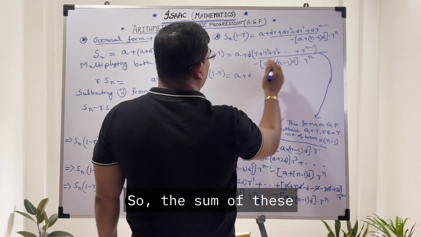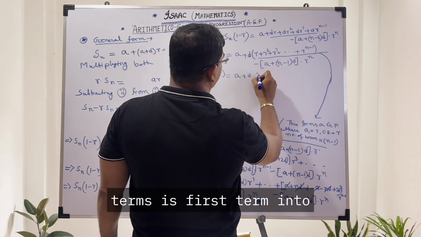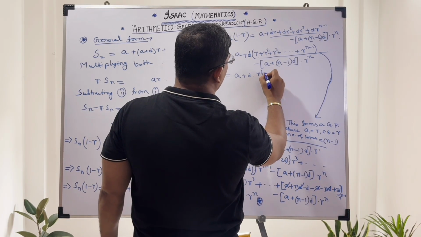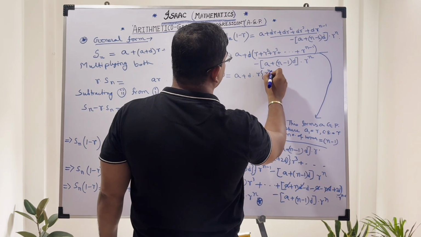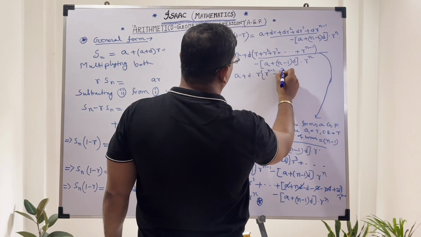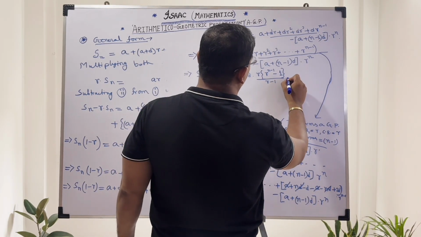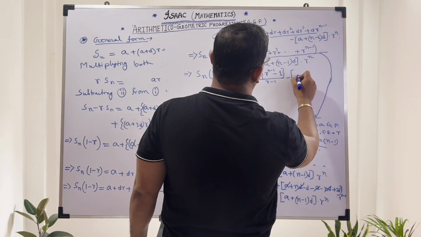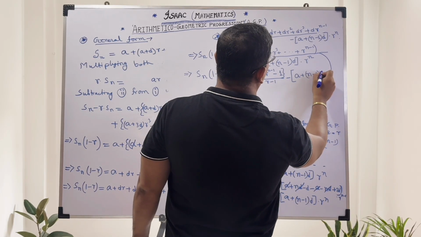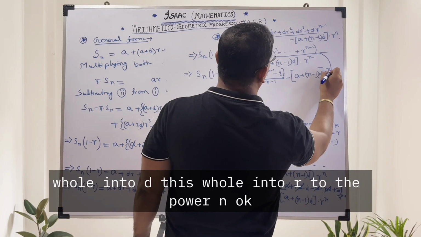So the sum of these terms is first term into r to the power of n minus 1 minus 1 whole divided by r minus 1 minus of a plus n minus 1 whole into d, this whole into r to the power n.